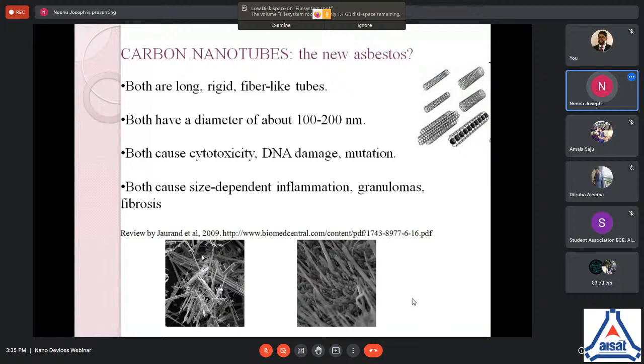Coming to carbon nanotubes, these are same as asbestos, both are long rigid fiber-like tubes, both have the diameter of about 100 to 200 nanometer, both cause cytotoxicity, DNA damage, mutation, both cause size dependent inflammation, granulomas, fibrosis. The pictures shown are the nanotube structures.